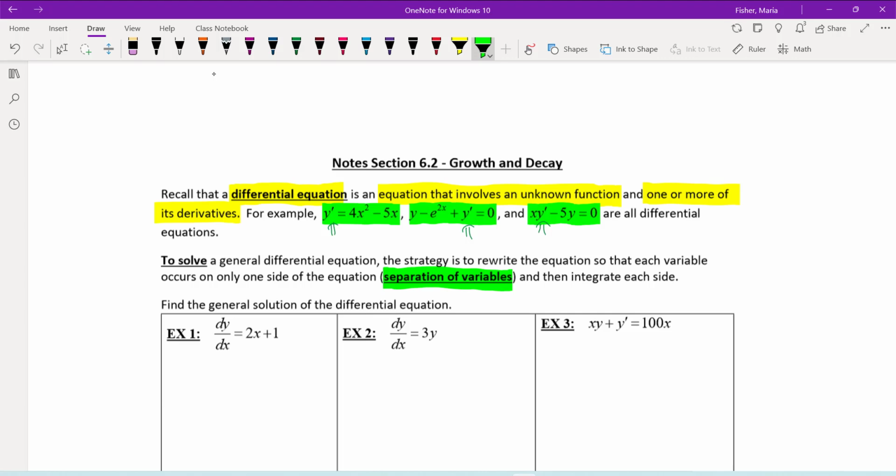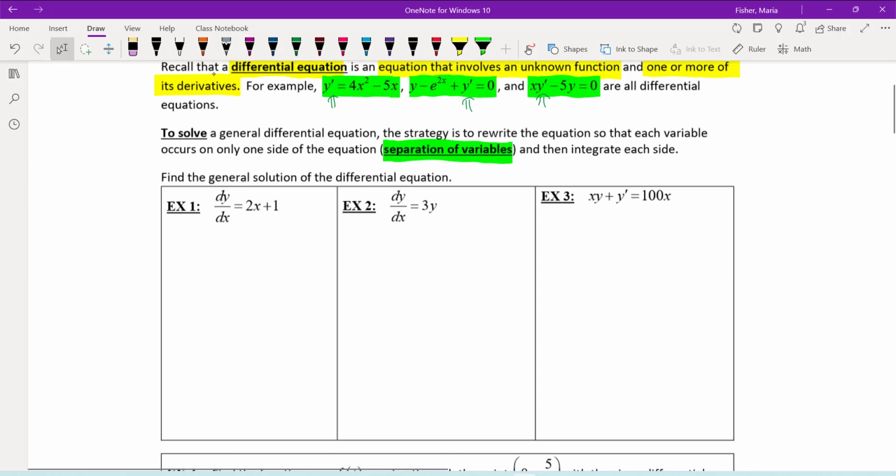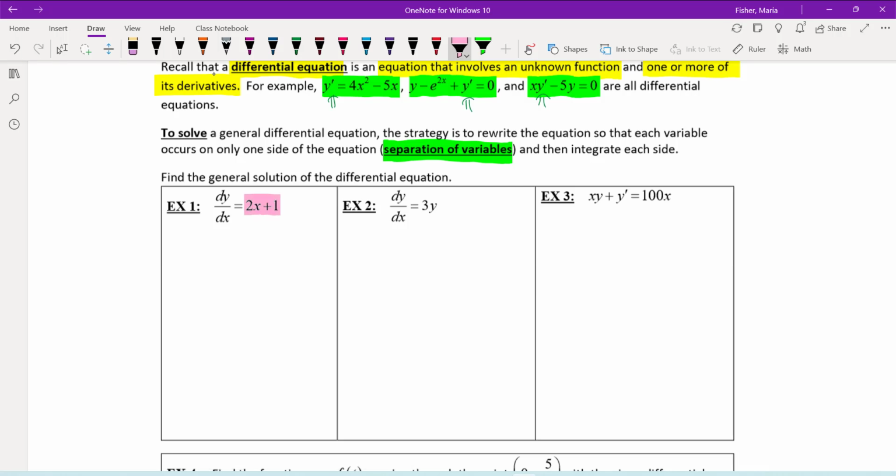So let's find the general solution of the differential equation for the next three examples. I have dy dx is equal to 2x plus 1. The first thing I notice is that on the right-hand side, I have just the variable x and some constants, so those can all stay together. But on the left-hand side, I have a y and I have an x, so I need to move the dx to the other side of the equal sign because I need to get it out of the denominator.